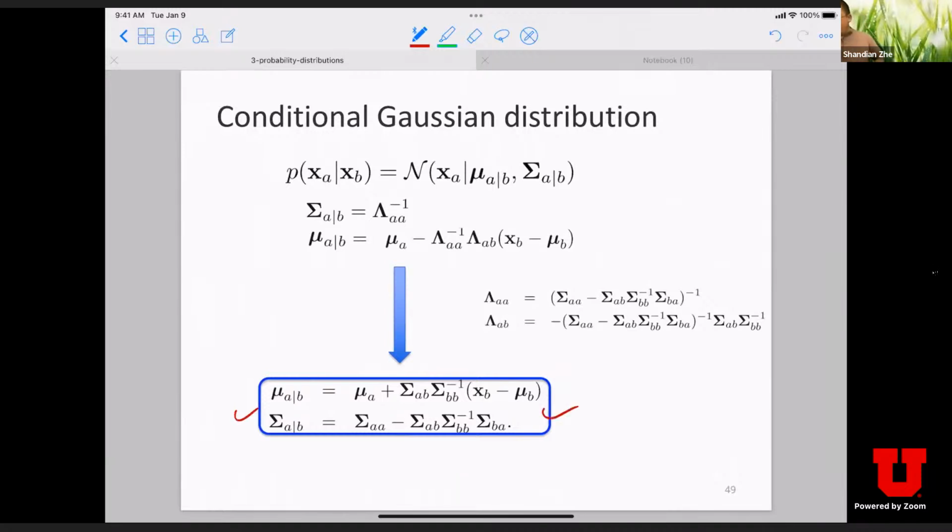And this one is something I memorized for years. It is completely represented by the full mean and the full covariance matrix. What you need to do is just partition the full covariance matrix, and you get the conditional mean and the conditional covariance matrix. Any questions so far?